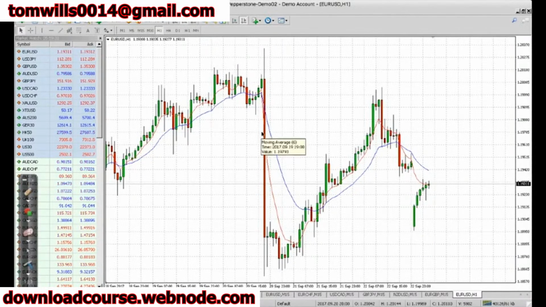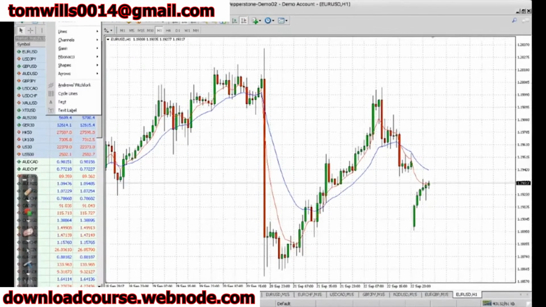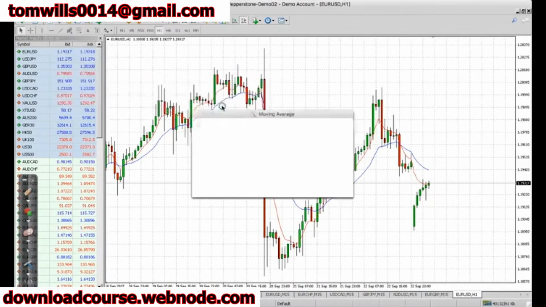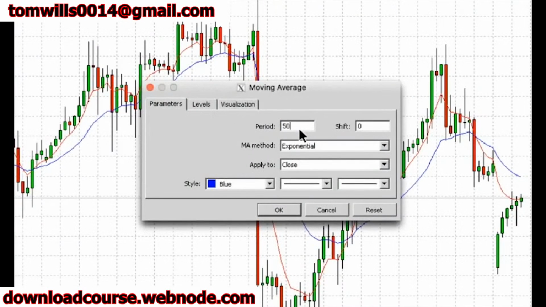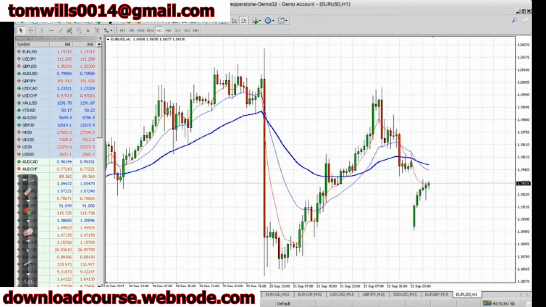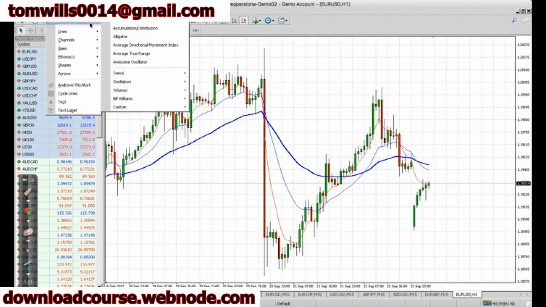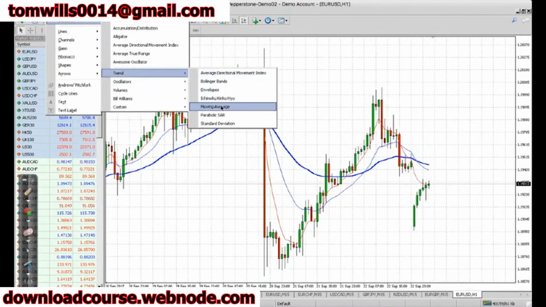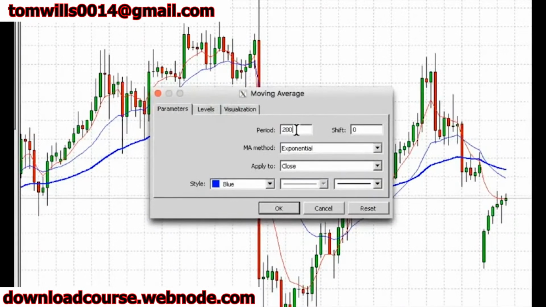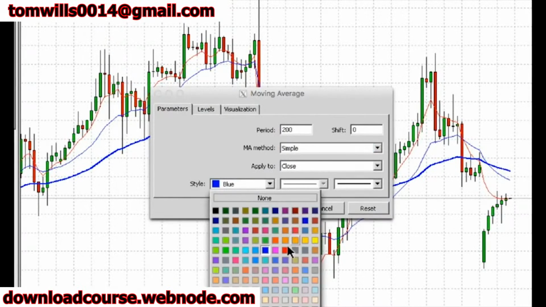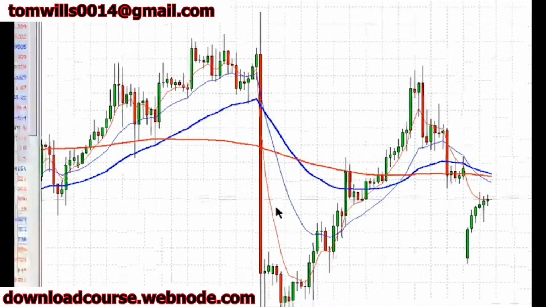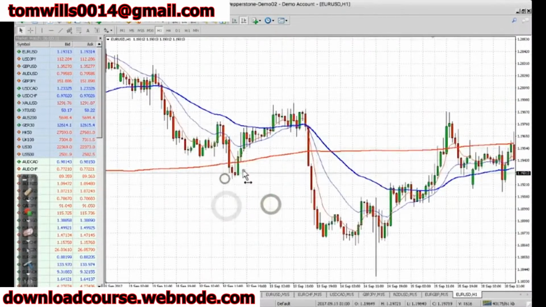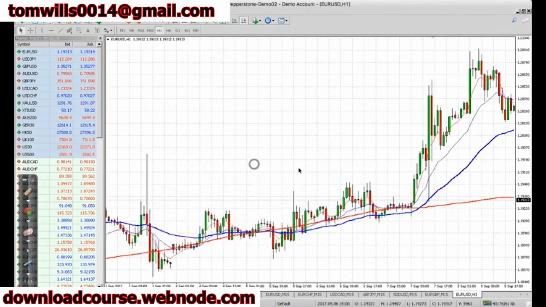Next, we're going to put in our 50 EMA. Insert indicator, trend, moving average, 50. Now for 50, it's going to be blue as well, but it's going to be a thick line. There we go. That's our 50 moving average. And finally, our indicator, trend, moving average, 200. Now for this one, I'm going to use a simple moving average. Simple. Red. Okay, there we go.